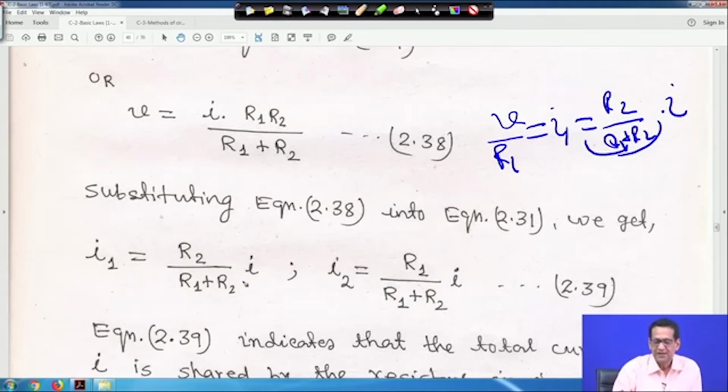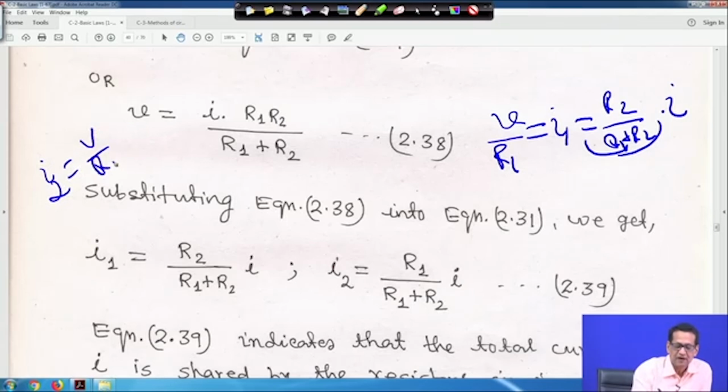Similarly, I2 is equal to V upon R2. So, this equation you divide by R2, and you will get R1 upon R1 plus R2 into I. So, right, directly you are getting I1 and I2. So, this is current division.